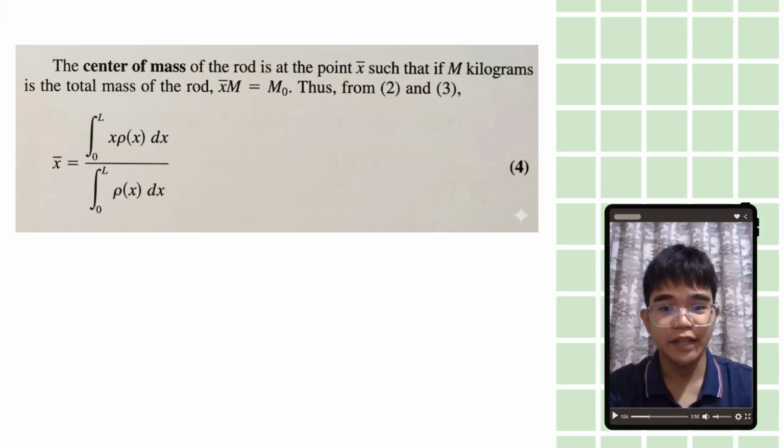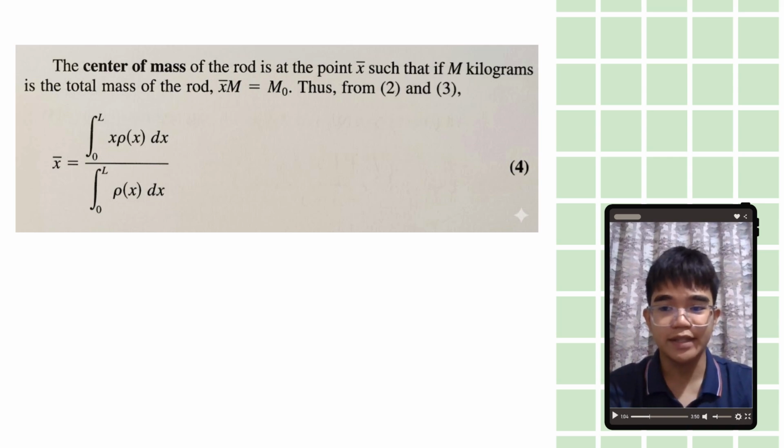Lastly, we have the center of a mass. Now, the definition of the center of mass of the rod is at point x bar such that if m kilograms is the total mass of the rod, x bar m equals m sub 0. That is x bar equals to the integral from 0 to L of x times P of x dx divided by the integral from 0 to L of P of x dx.